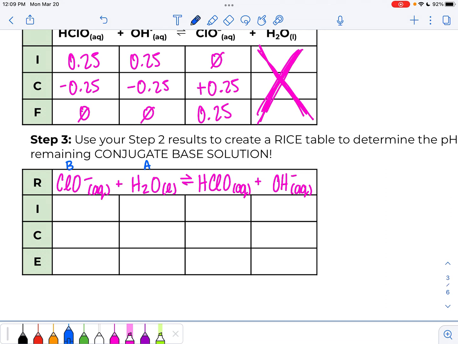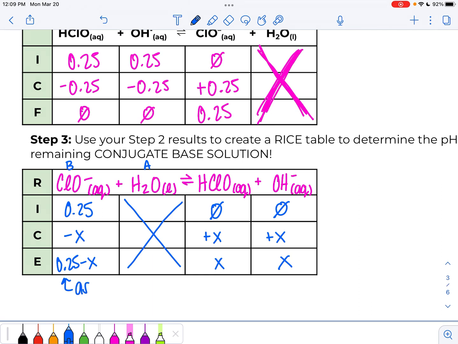All right. So how much of everything are we starting with? Well, our ClO minus, we know we're starting with 0.25 molar of it. Don't care about our water. And we have none of this stuff to begin with. So we're going to change by losing X amount and adding X amount to each of these because everything reacts in a 1-to-1 ratio: 0.25 minus X, X, X.